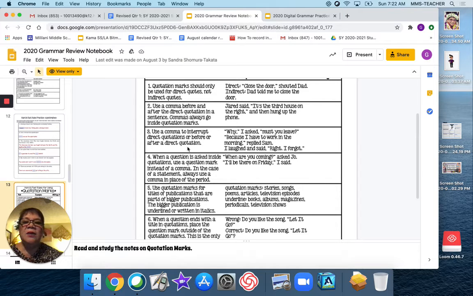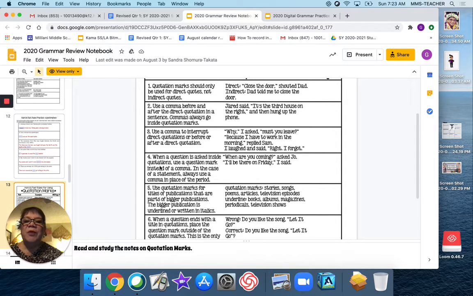Okay, so again, you can use the comma to interrupt direct quotations, or before or after a direct quotation. You see how it interrupts the sentence for a direct quotation.